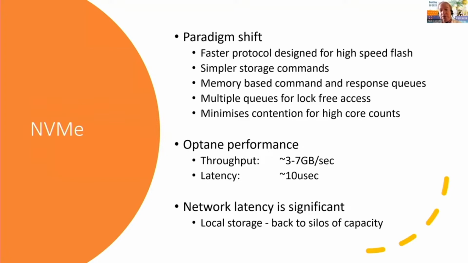Performance, especially with Optane drives, is outrageous. Throughput of up to 7 gigabytes a second and latency of about 10 microseconds. There's just no comparison with magnetic media. It's orders of magnitude faster, so the network latency is now significant compared with disk performance, and this drives the trend back towards local storage. But the same issues remain: silos of capacity reducing overall utilization, and a lack of centralized data services.